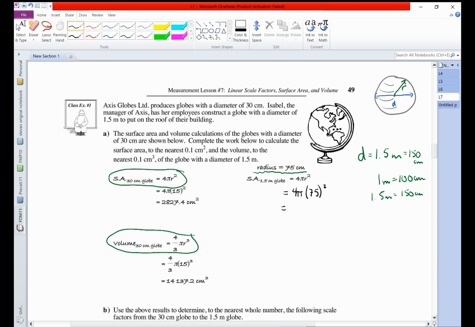75 squared. We can type that into our calculator, making sure that we put those brackets in around that 75. 4 multiplied by pi. I think phone calculators are not reliable, but I think it's 70,685 centimeters squared. Let's do the volume now.